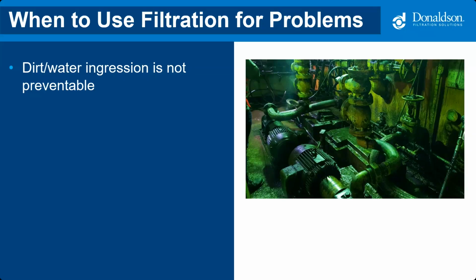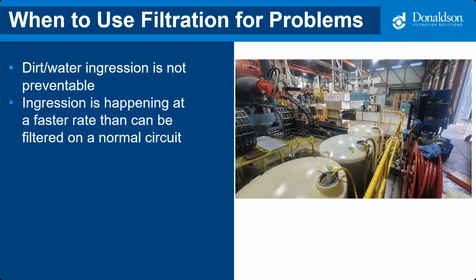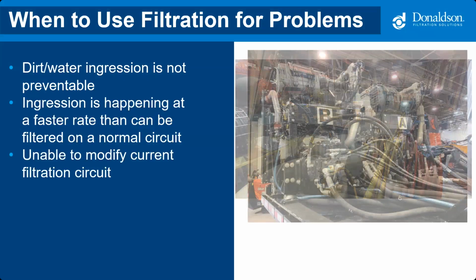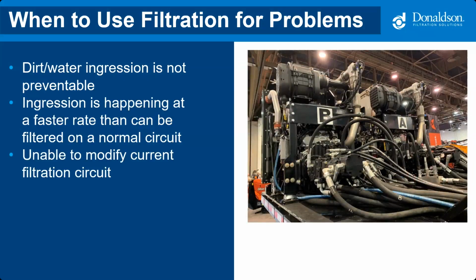Or maybe you're in a very dirty environment, like a steel mill in the basement, where we've got continuous amounts of dirt ingression and moisture that can get into that system. Or maybe ingression is happening at a faster rate than it can be filtered out on a normal circuit. We have filtration in place with these circuits, but if that ingression is happening at a faster rate, we're never actually going to get in front of it. Or maybe we're unable to modify the current circuit or current filtration on that circuit. This is pretty common in mobile equipment applications where body panels or different things are configured in a way where augmenting or changing the filtration within that circuit would be very uncost effective.